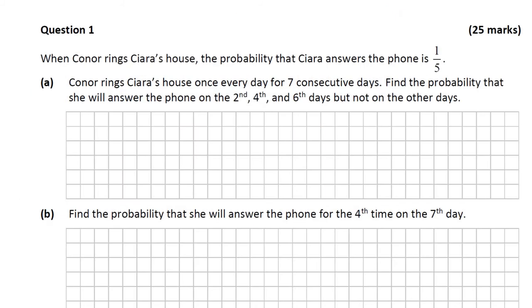This is a Leaving Cert paper from 2017, paper 2, question 1. Connor rings Kira's house. The probability that Kira answers the phone is 1 in 5. Connor rings her house once a day for 7 consecutive days. Find the probability that she will answer the phone on the 2nd, the 4th, and the 6th days, but not on the other days. For this one, it's probably easiest just to multiply out each of the probabilities. If she answers, it's 1 in 5. So on the first day she doesn't answer, and then we're told that she will answer on the second day.